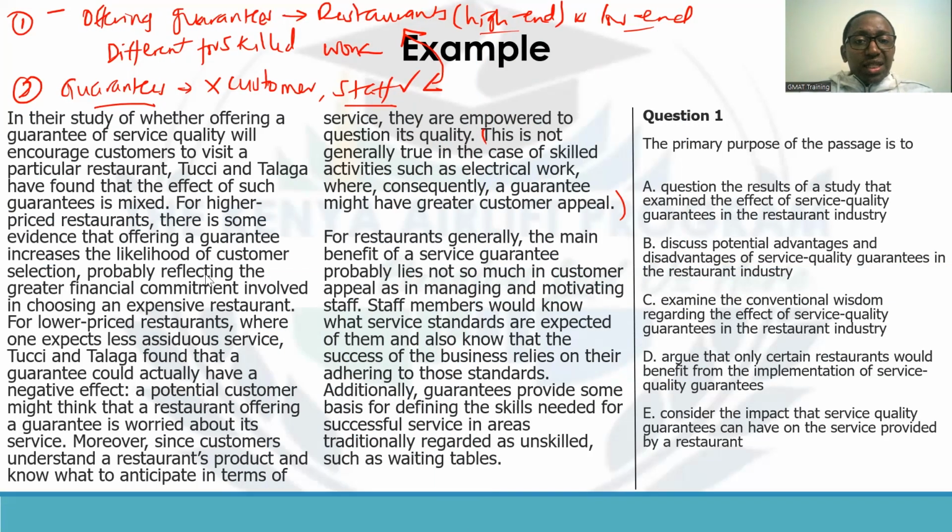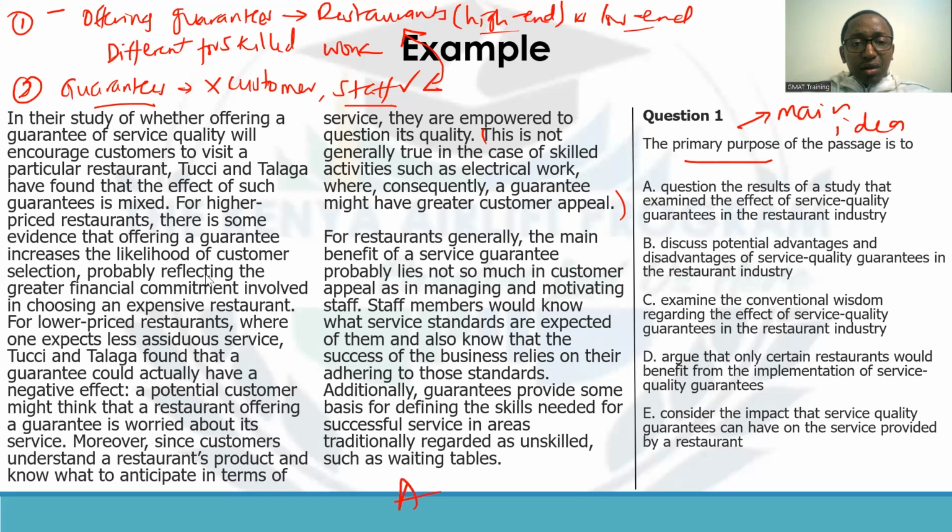Okay, so with that said, we can go on to solve our question. The first question is the primary purpose of the passage. This is what we were calling the main idea. Of course we know what the passage is about because of our passage map. It's about guarantees and how customers perceive them, and how guarantees actually help restaurants in terms of staff standards.